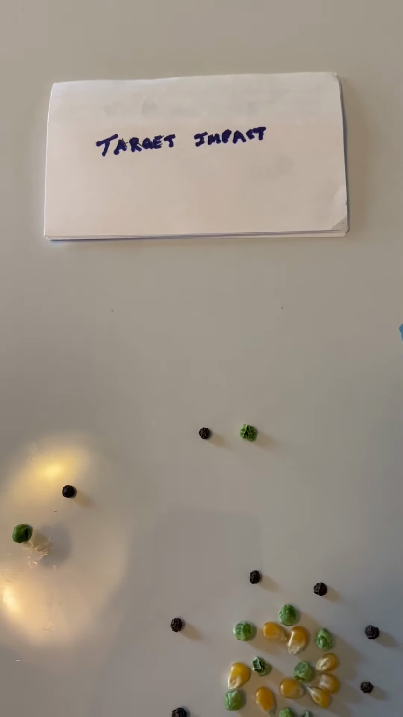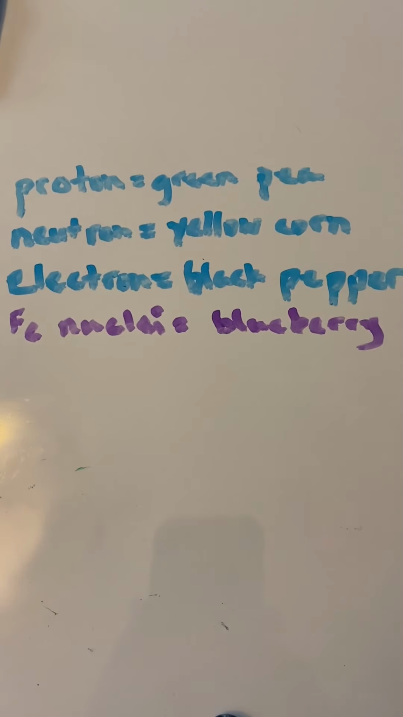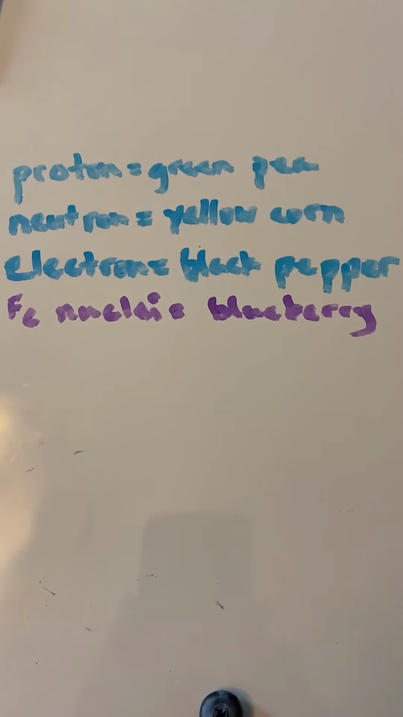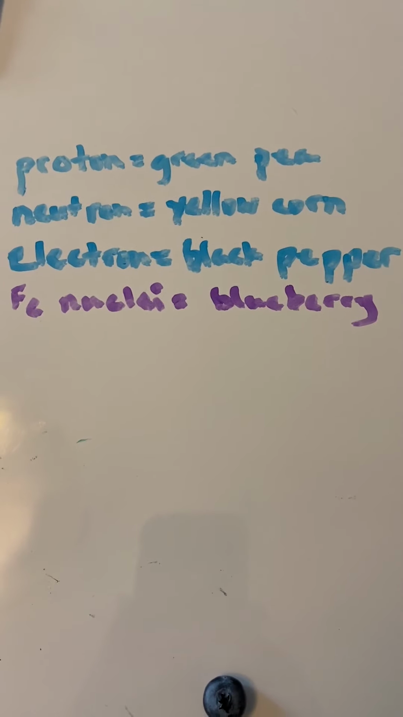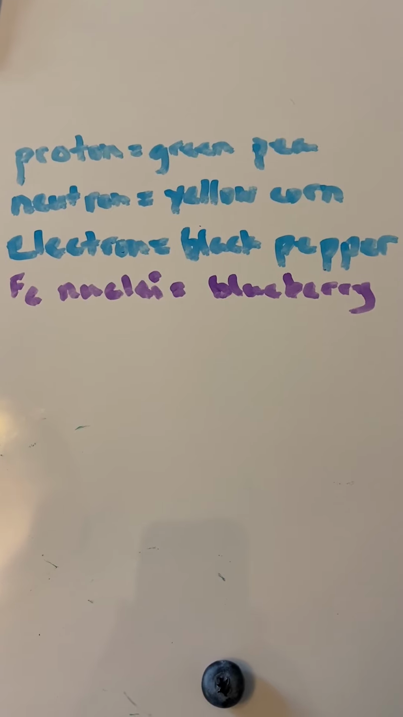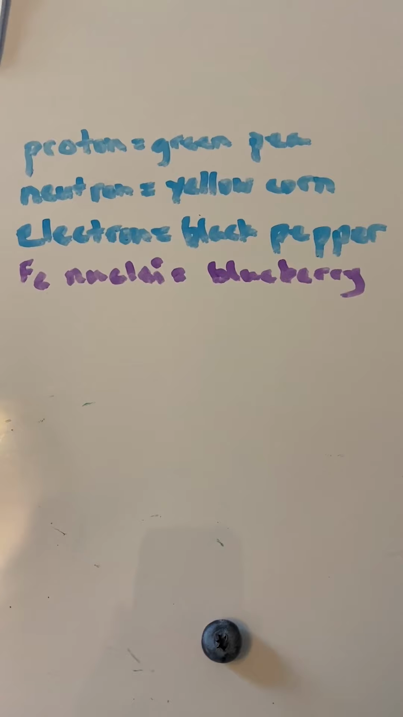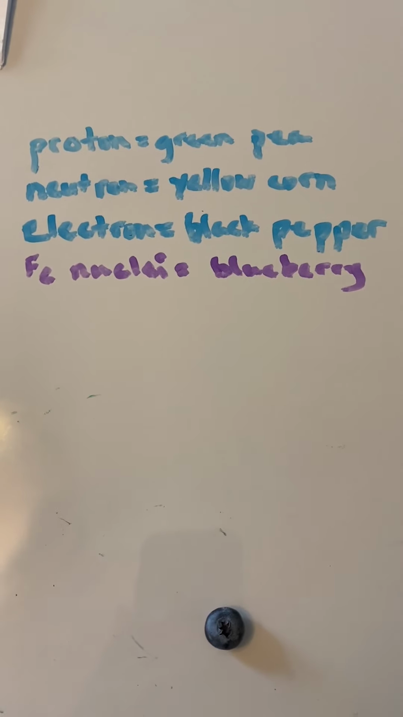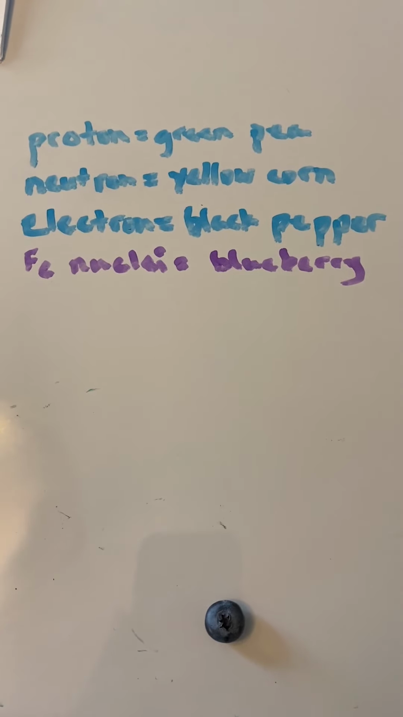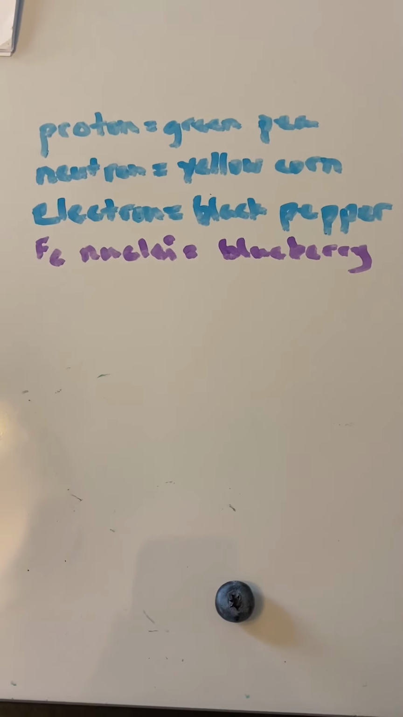Let's impact a target. So what we have here is protons in green. They're the green peas. Neutrons are the yellow corns or corn kernels. The electrons are black peppers, little peppercorns. And we won't use this in this instance, but we have iron nuclei, which is a blueberry.